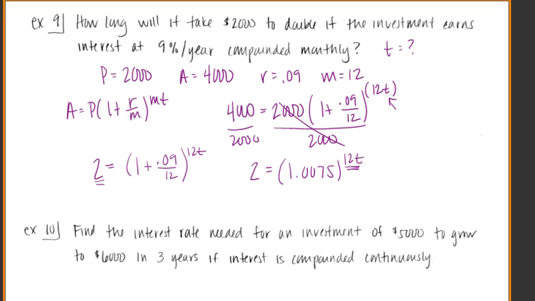So I'm going to write it as the log of 2 is equal to the log of 1.0075 to the 12t. And this is totally legal. Just like you can square both sides of an equation, you can take the log of both sides. Now we have that property that says if I have a log and what I'm taking the log of has an exponent, remember what I can do with that? I can move it down front. That's what I'm going to want to do.